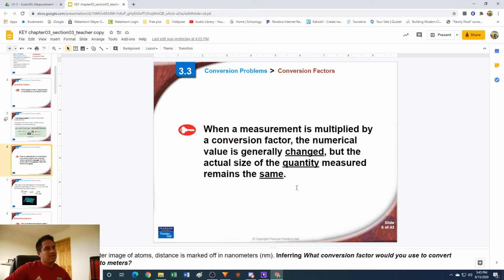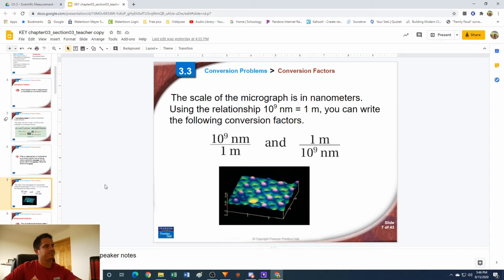When we have a measurement and we multiply it by a conversion factor, the numerical value is generally going to change, but the actual quantity itself remains the same. So what this is saying is that when we do math and we convert units, the number that we end with is going to be a different number than what we started with, but the overall value of that number in terms of how much it's representing doesn't change. Okay, it stays the same size.